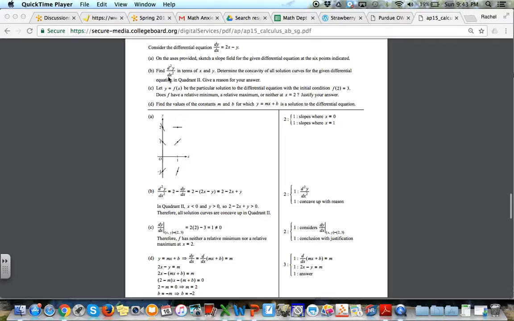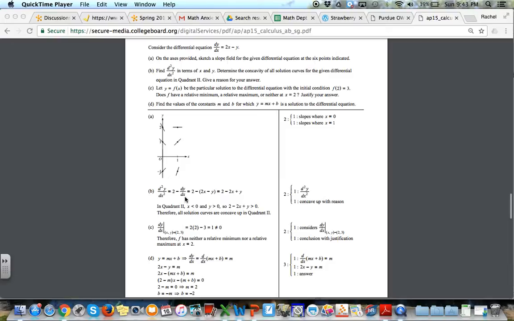Then you're going to find the second derivative. So you have to take the derivative of 2x minus y. So 2 minus, now, well, we talked about finding the derivative of y, but we're finding the derivative of y with respect to x. So that's dy/dx. Here's my second derivative. That's where the 2's are coming from. Equals 2 minus dy/dx.